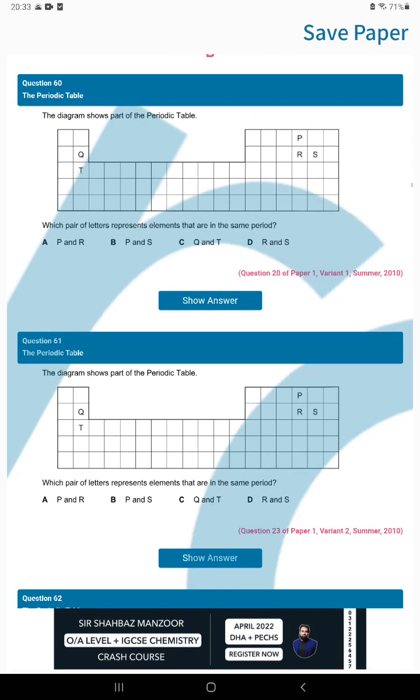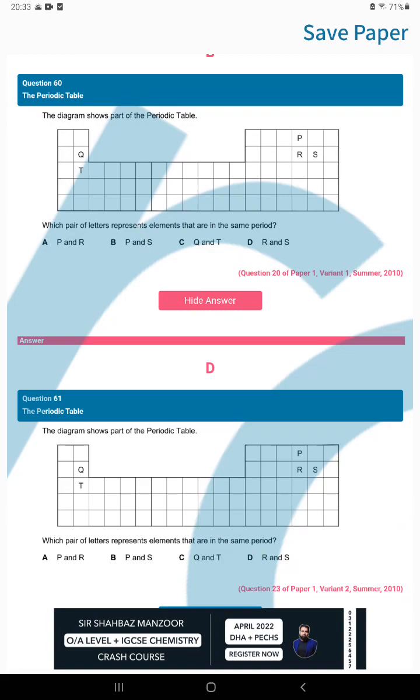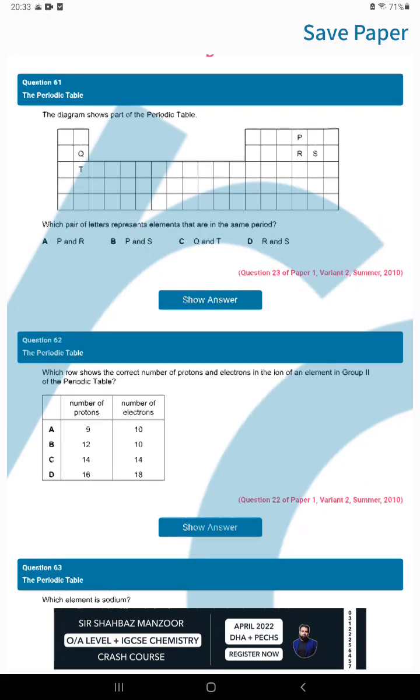The diagram shows part of the periodic table. Which pair of letters represents elements that are in the same period? Same period. We know this. Groups are vertical and periods are horizontal. So it's R and S. I think it's the same question. Yes, it's the same question.